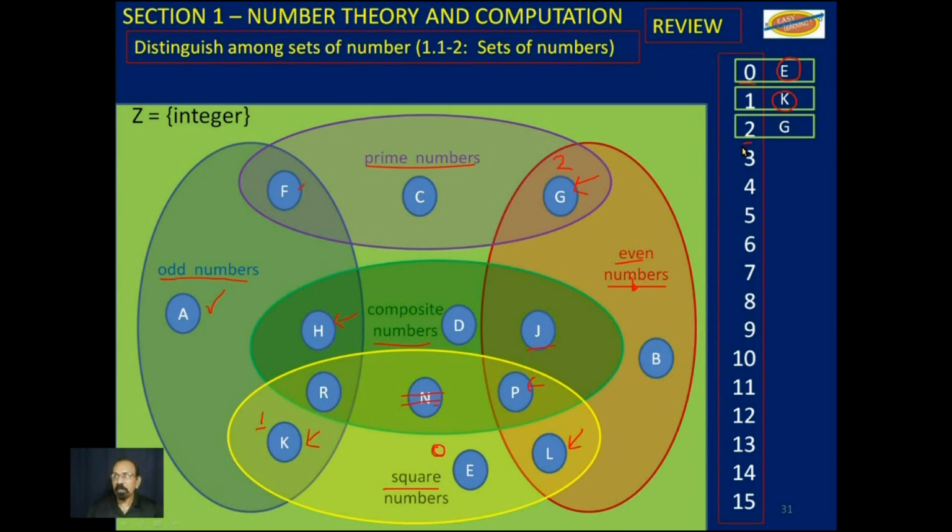3. Now 3 is odd. It is prime. It is not composite and it is not square. So 3 goes here at F. Let's look at 4.